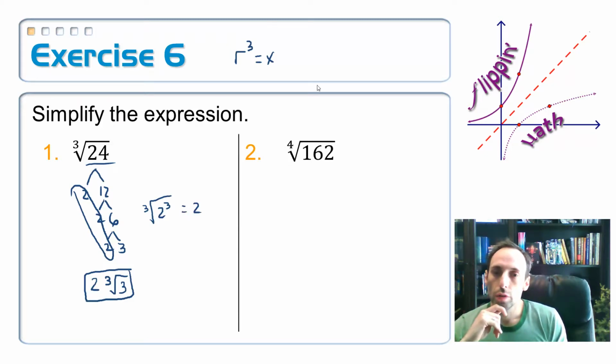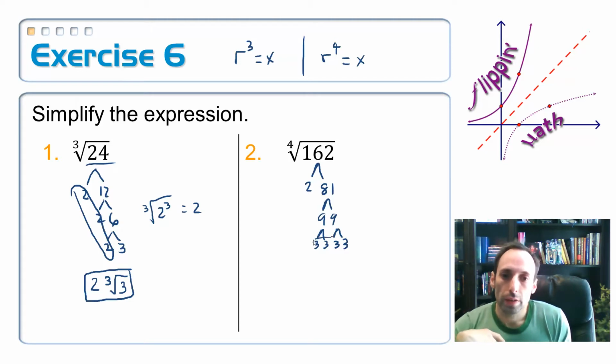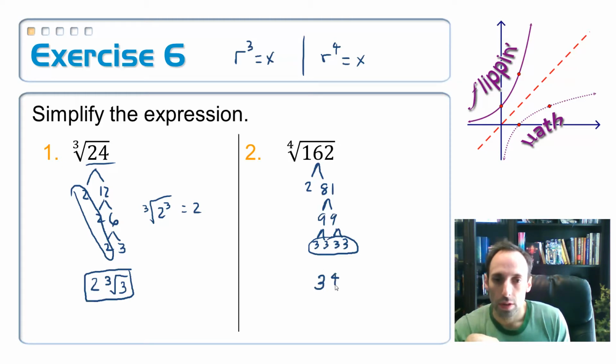Okay, so over here, now we're looking for a number that you have to raise to the 4th power to get it back. So again, let's make a factor tree. It's even, so 2 goes into it 81 times, and that's 9 and 9. Each one of these are 3's, 3 and 3 and 3 and 3. And there I have my 4 3's. One of those gets to come out. 4th root of 2, that 2 has to stay in.